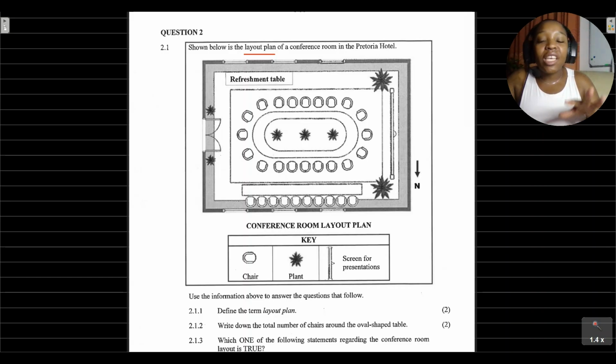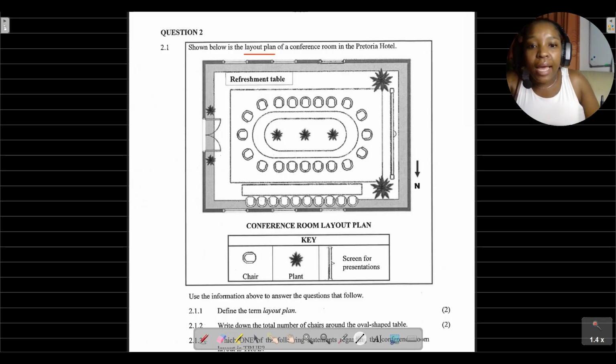Here we are just given a layout plan, which is a top view of this conference room in the Pretoria Hotel. Before we even have a look at the questions that are given to us, it's very important that we first give ourselves a minute to analyze what is actually happening in this layout plan. So what is happening here? We can see that we've got some windows on this layout plan. We've got a door, right?